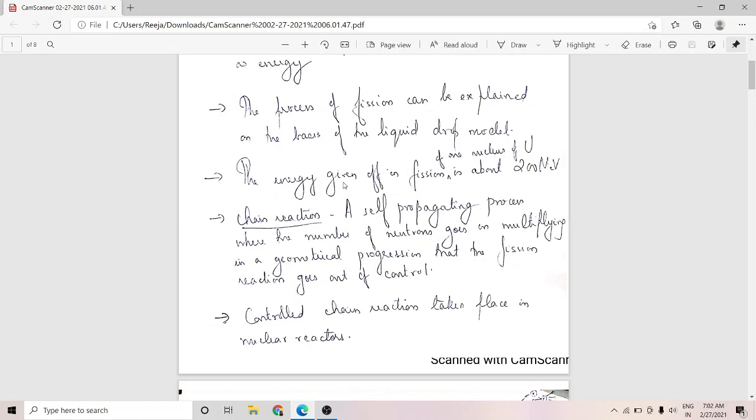Now the energy given off in a fission reaction of one nucleus of uranium is about 200 MeV. It's such an enormous amount of energy.